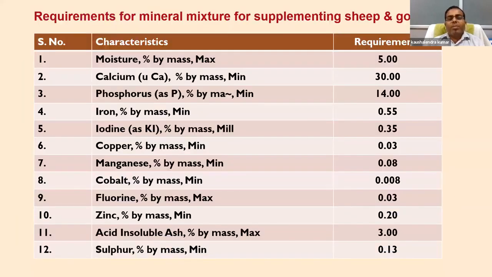Now coming to the requirement of mineral mixture for supplementing sheep and goat. This table shows the characteristics and requirements like moisture, calcium, phosphorus, iron, iodine, copper, manganese, cobalt, fluorine, zinc, acid insoluble ash and sulfur in percentage basis. Accordingly, mineral mixture can be supplemented to sheep and goat.